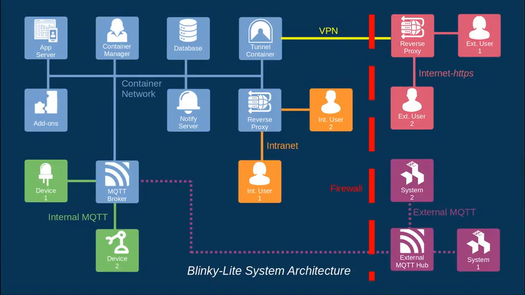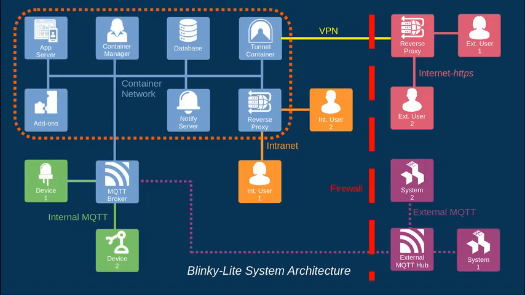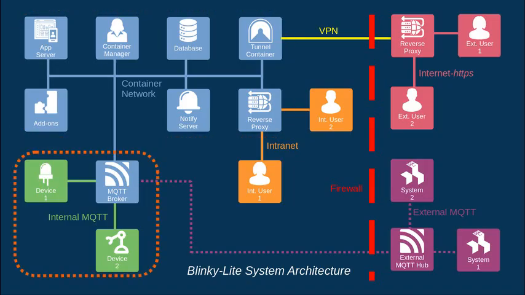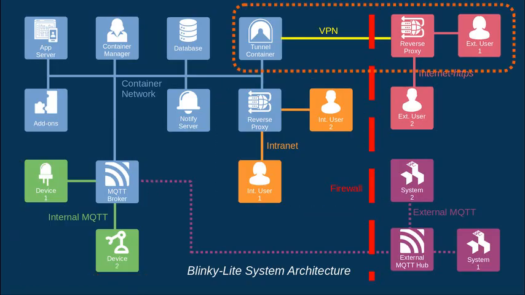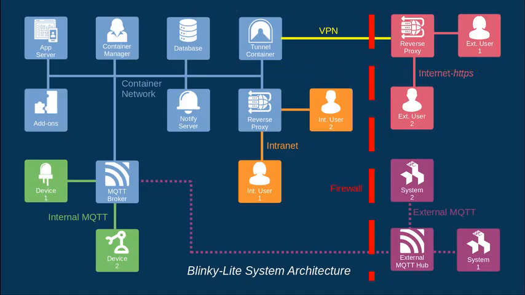That wraps up our quick overview of the Blinky-Lite architecture. From isolated container networks, to publish-subscribe device communication, to role-based authentication via JSON Web Tokens, to virtual private network communication through a reverse proxy server, Blinky-Lite provides an organized, layered approach to remote access security.